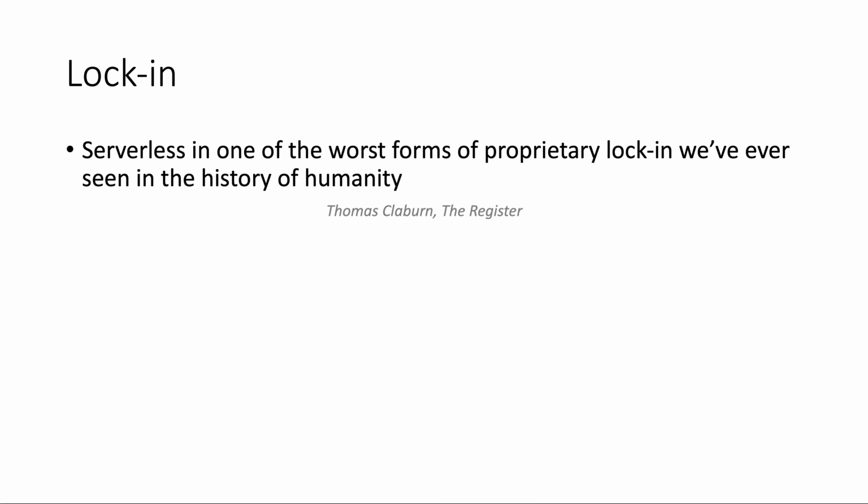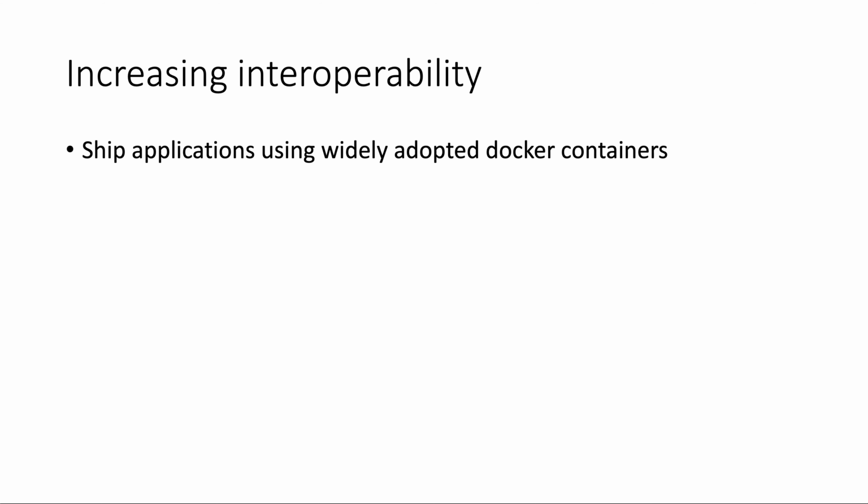Now, the other thing that you might hear often as well is lock-in. There are some really negative comments that I've seen in the press. For example, this one: "Serverless is one of the worst forms of proprietary lock-in we've ever seen in the history of humanity." This one comes from The Register. However, when it comes to the platforms that you're writing on, keep track of some of the underlying technology. There are some open source offerings, and if you're closely aligned to the open source technologies, especially those that have been recognized by the Cloud Native Foundation, then you're in a good spot.